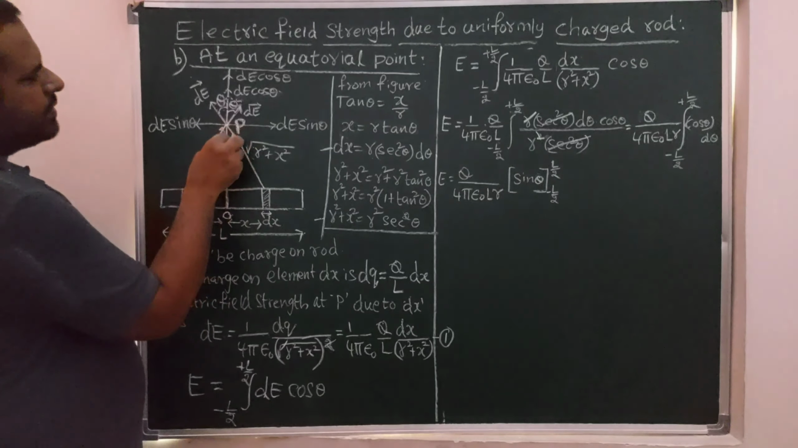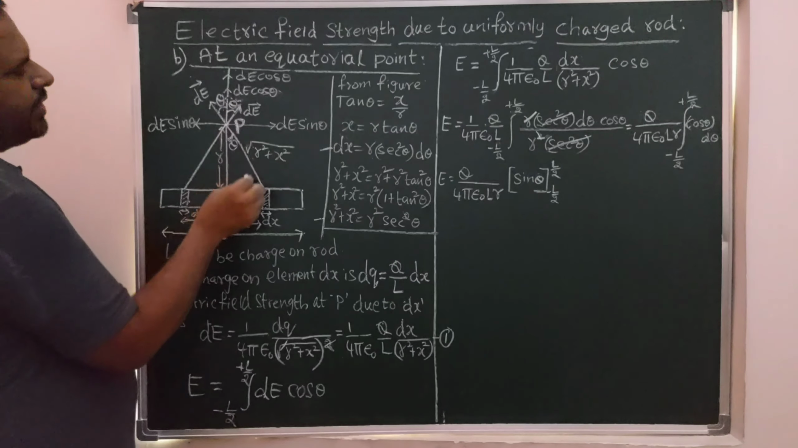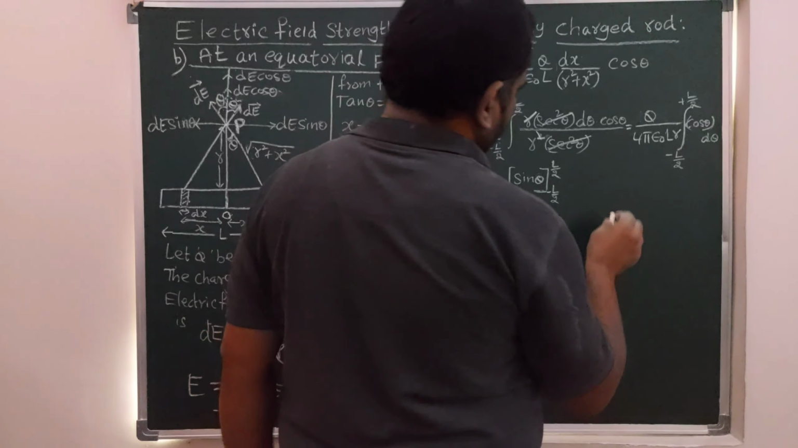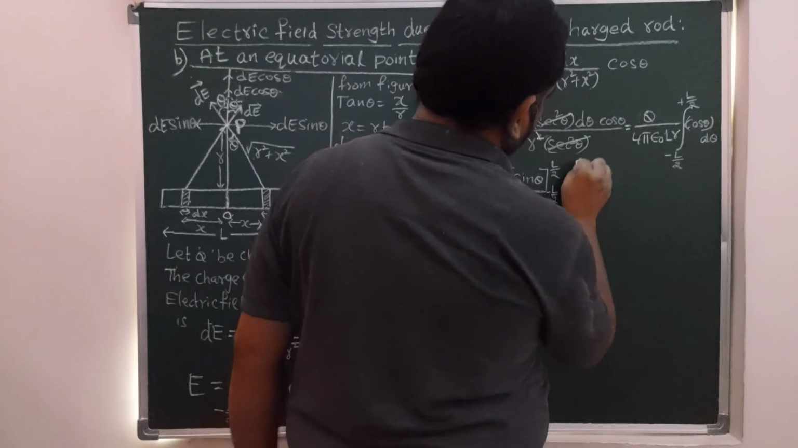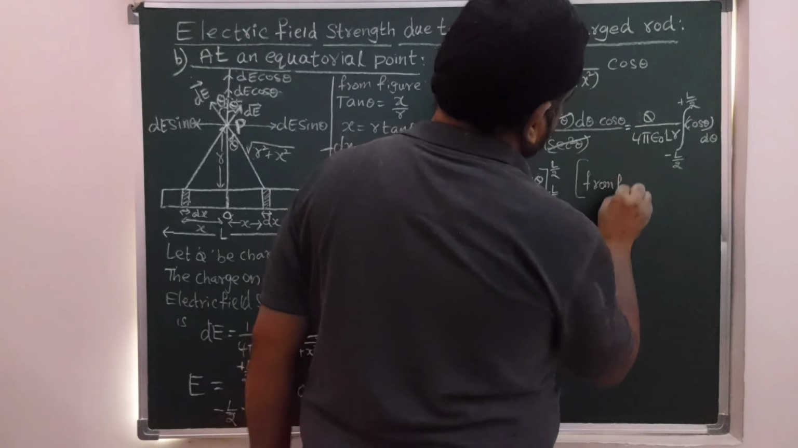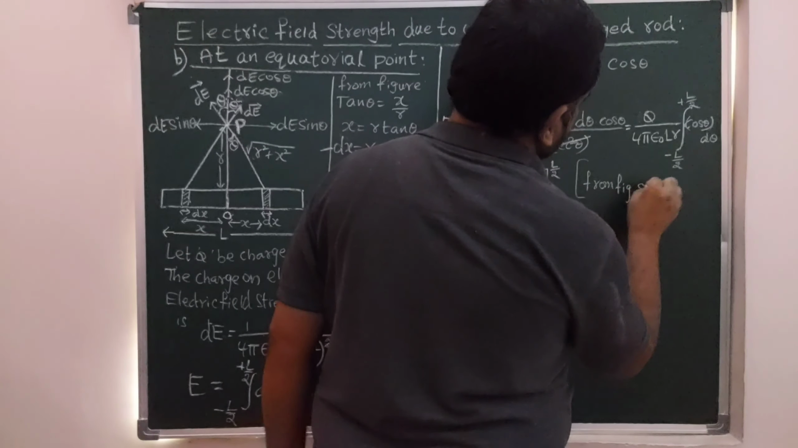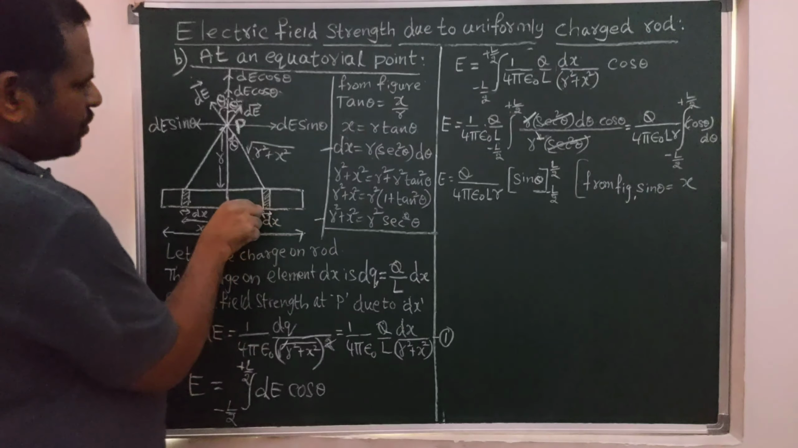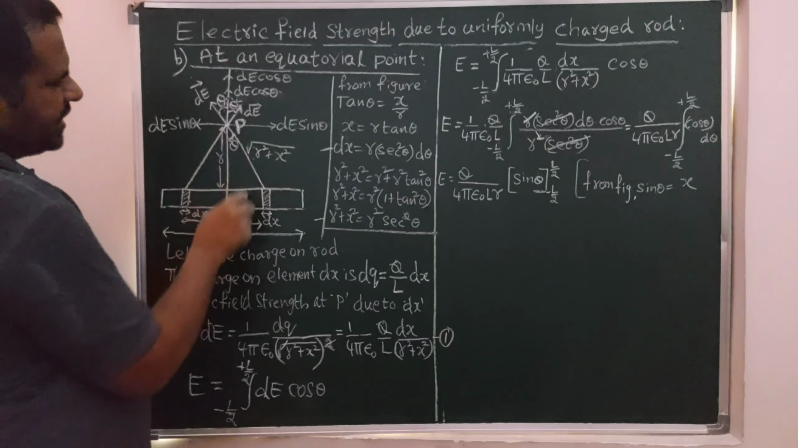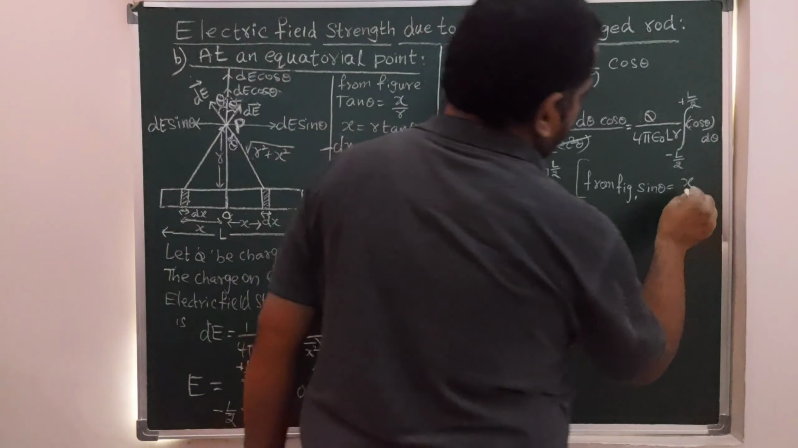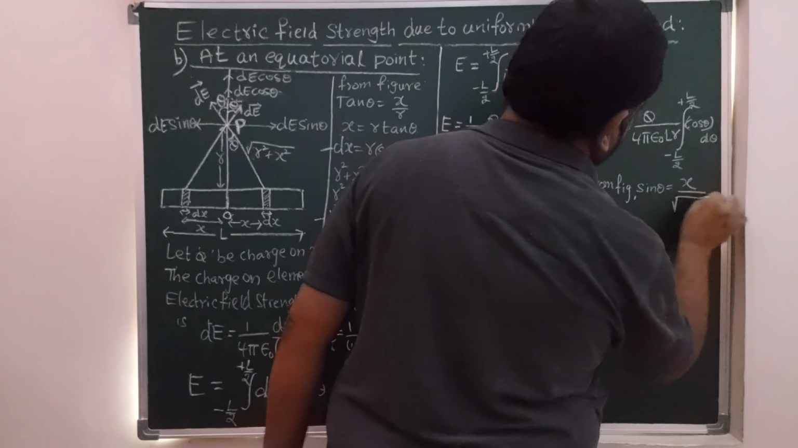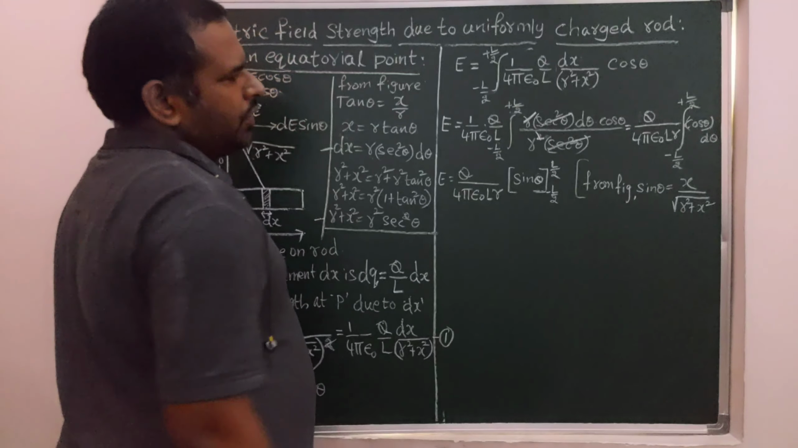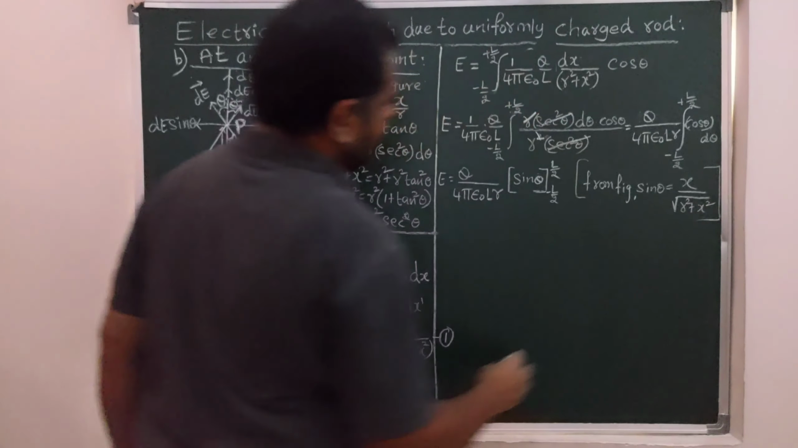Again from the figure, see this figure: sin theta is equal to opposite by hypotenuse. So we can write sin theta from the figure: sin theta is equal to the opposite side x, in this triangle, over the hypotenuse, under root r square plus x square. Okay, so write that sin theta value.